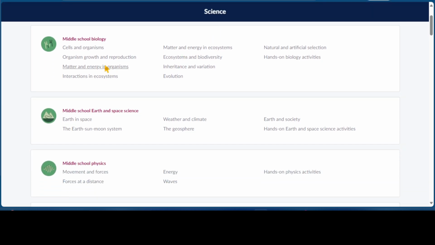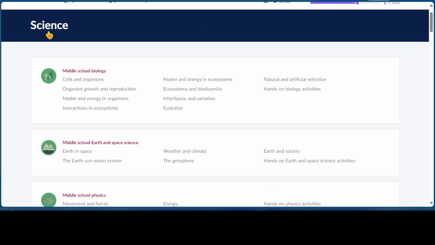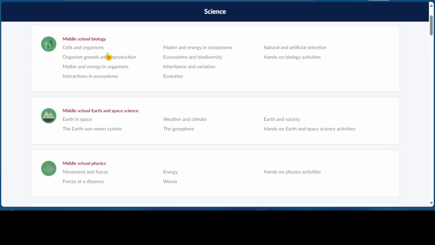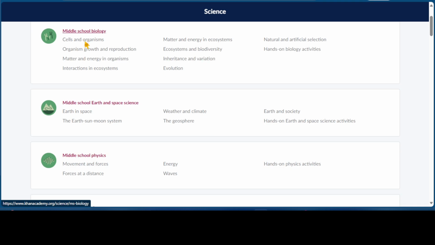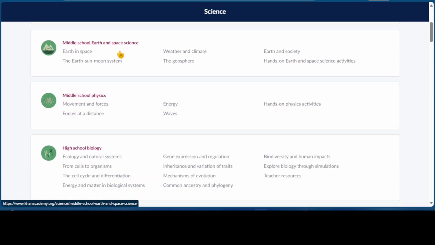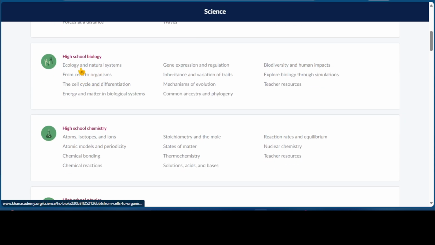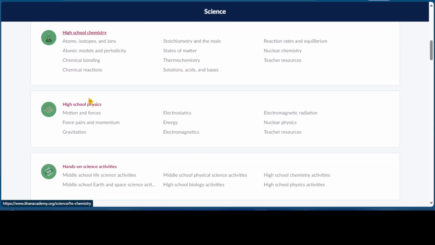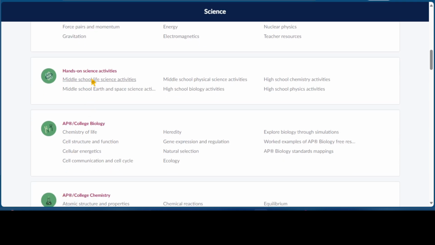Khan Academy has several science courses available on their platform. They have science courses available for grade 6 all the way through college level science. So they have middle school biology, middle school earth and space science, middle school physics, high school biology, high school chemistry, high school physics, hands-on science activities. They have AP, which is our college level, which is advanced placement.